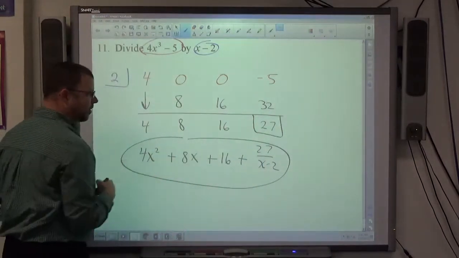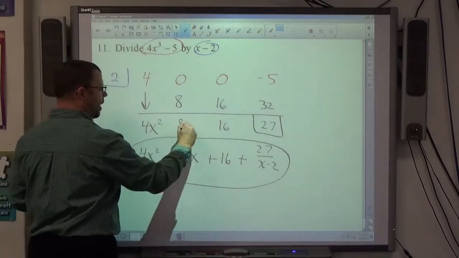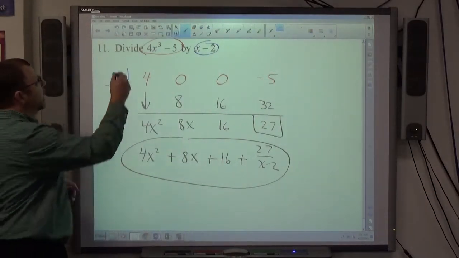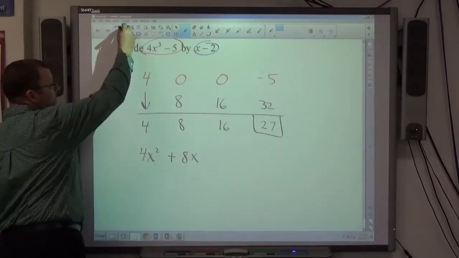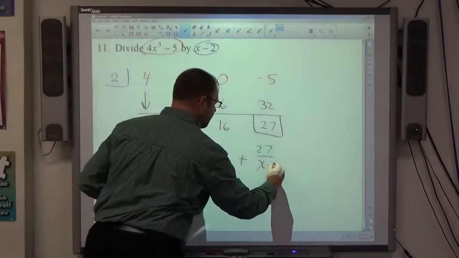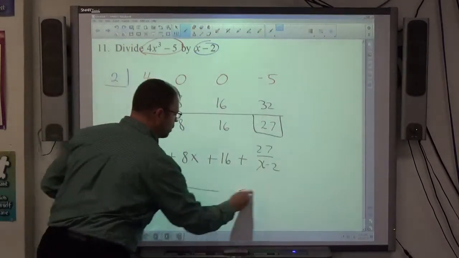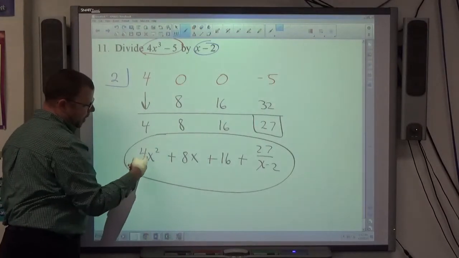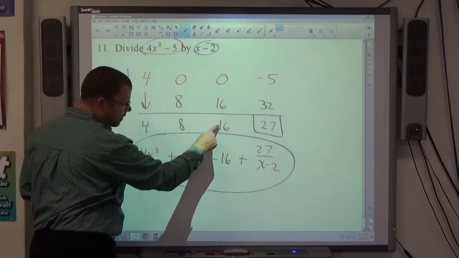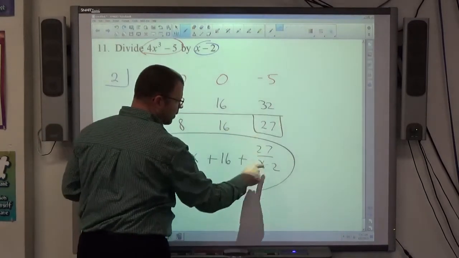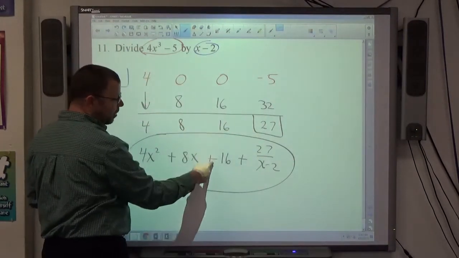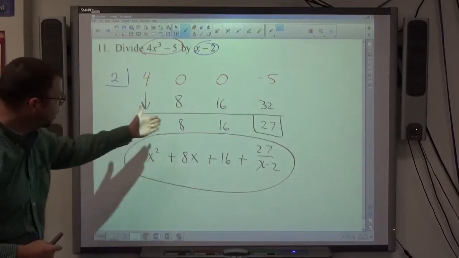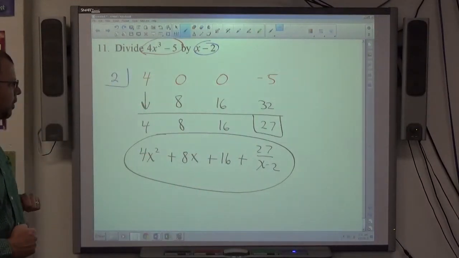These pluses are necessary. If you just put x squared, x, 16, and just like that, that's no good. All right, so again, once you get this right here, positive 4x squared plus 8x plus 16 plus 27. If this was -16, you put -16, that's -27, you put -27 over x minus 2. The signs that happen here are going to be the same signs that you put in your final answer.